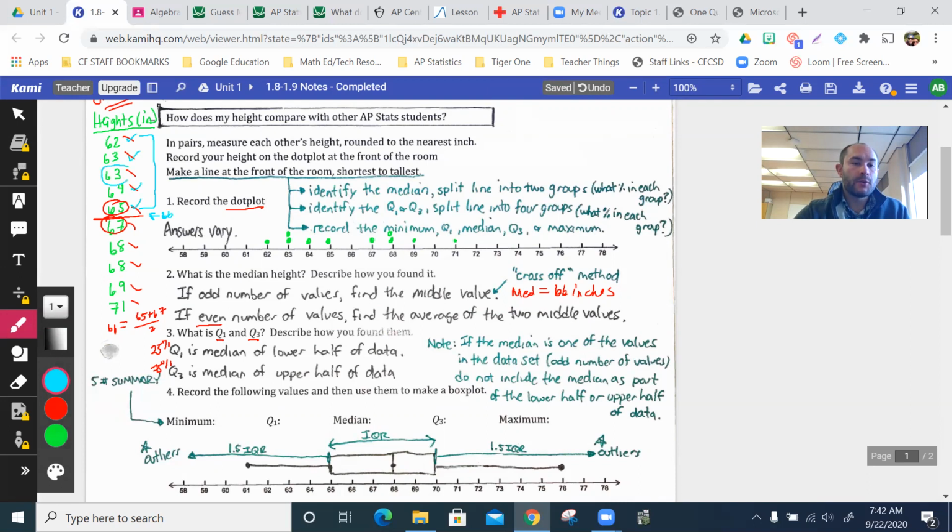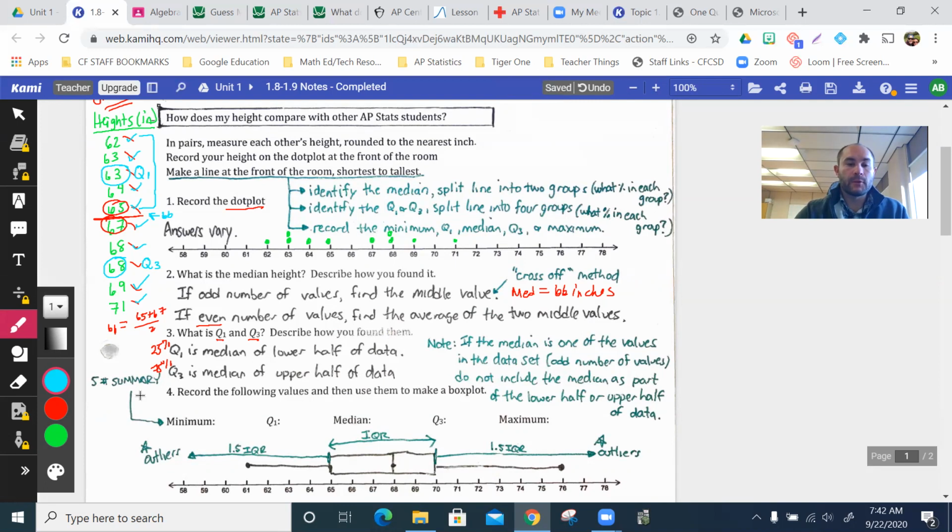It looks like Q1 should be 63. And then over here, the top half, okay, 68 is the median of the upper half, so that's Q3.